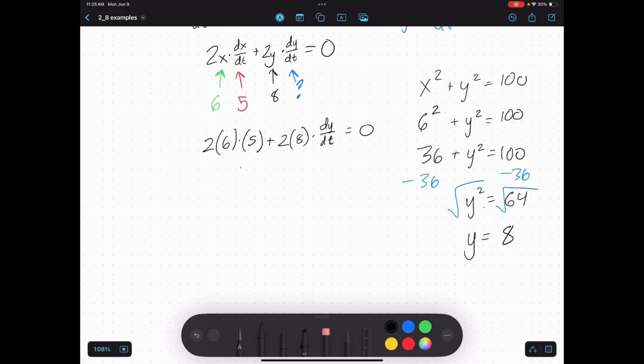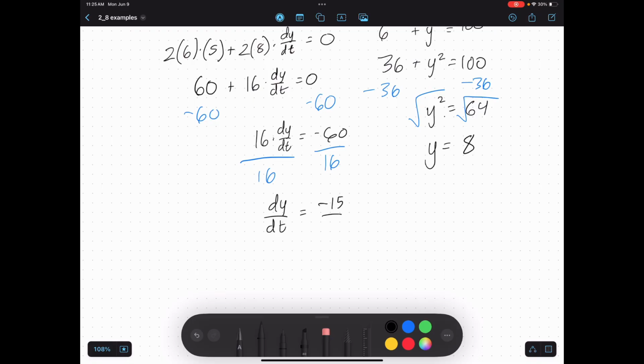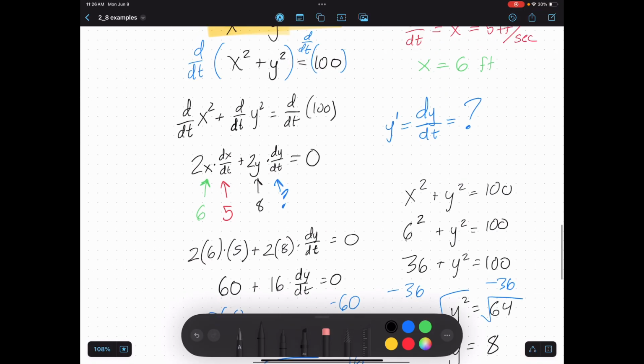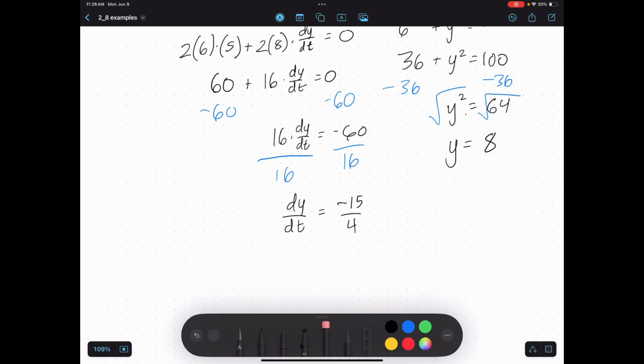2 times 6 times 5 gives me 60, plus 2 times 8 is 16 times dy over dt. I'll subtract 60 on both sides, then divide by 16. And I get negative 15 over 4. Interesting. So I wasn't okay with y being negative, but is it okay if the derivative's negative? Absolutely, because what does that mean? That just means the ladder is moving down. Instead of moving up, it's moving down. So the ladder is moving down at a rate of 15 over 4 feet per second. Or if I put that as a decimal, it's just negative 3.75.